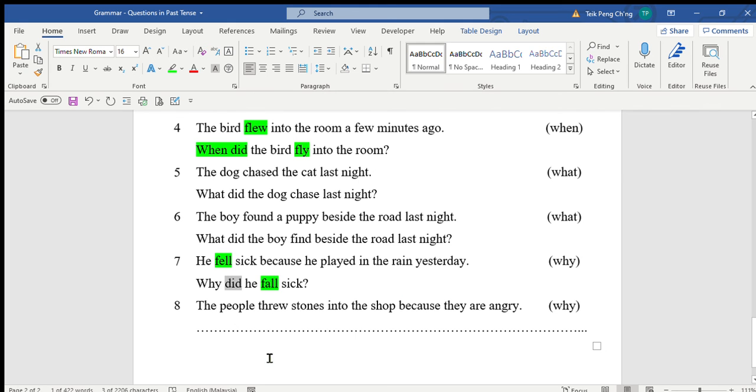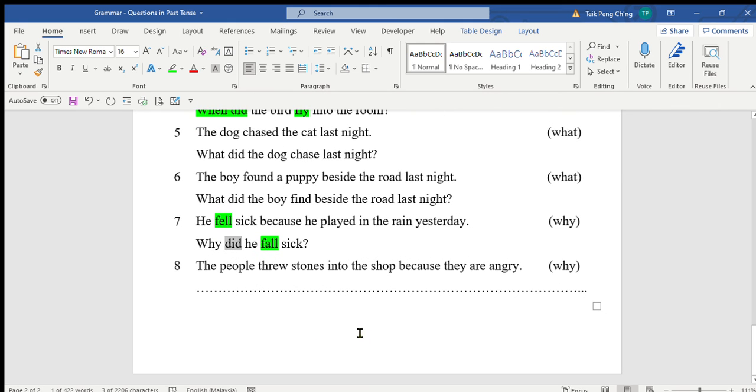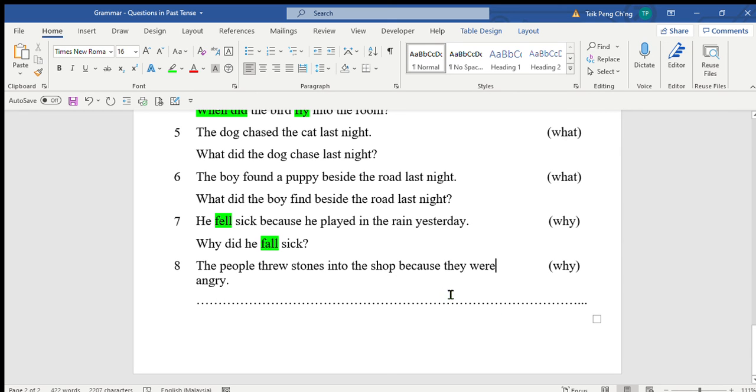Okay, number 8, the people threw stones into the shop because they are angry. I'm sorry about that. It should be because they were angry. Okay, and then you have to use why here. So when we want to ask the reason, you have to skip the whole reason here. So it should be, why did the people throw stones into the shop?